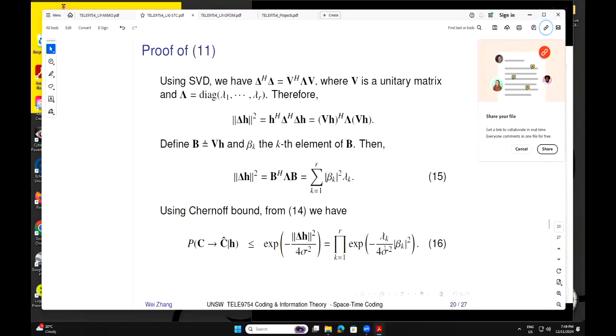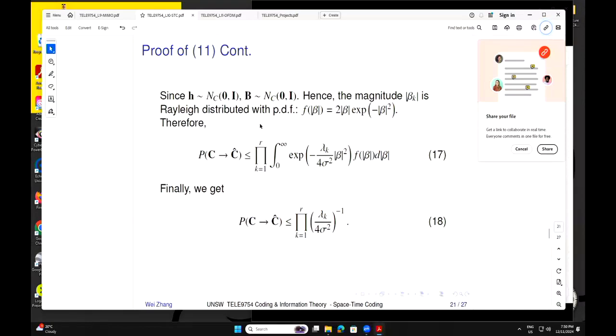And look at this one. Beta k, you can regard beta k as hk, because they are the same in statistics. They are both complex Gaussian. And then hk squared is the Rayleigh distribution. So we say h is a complex Gaussian, then beta k is also a complex Gaussian, and the magnitude of beta k is the same as hk. This is a Rayleigh PDF. It's a general PDF, the Rayleigh distribution with the PDF given by this one.